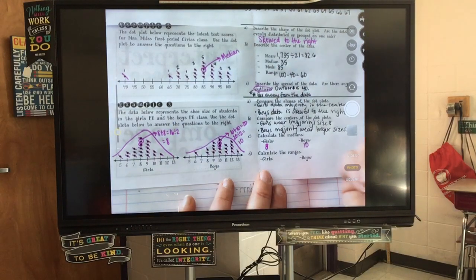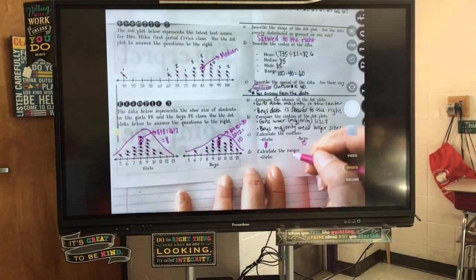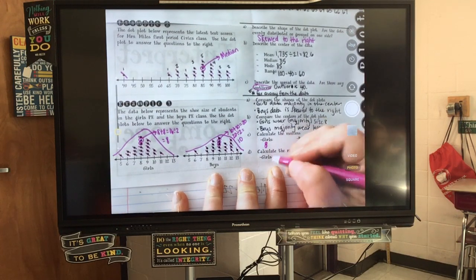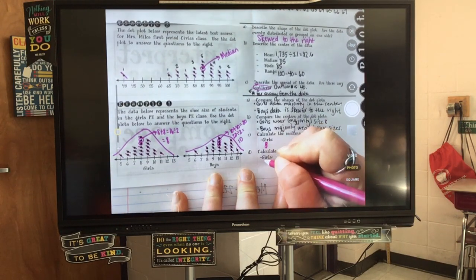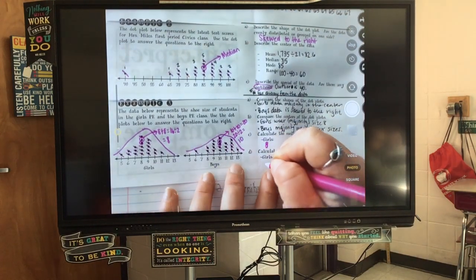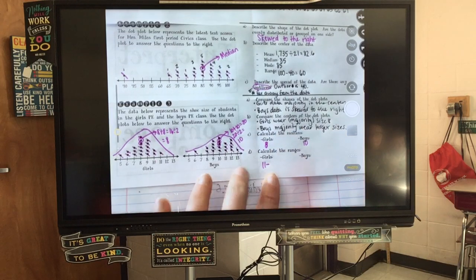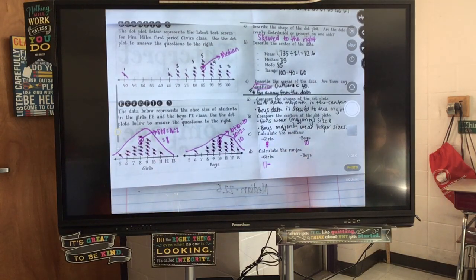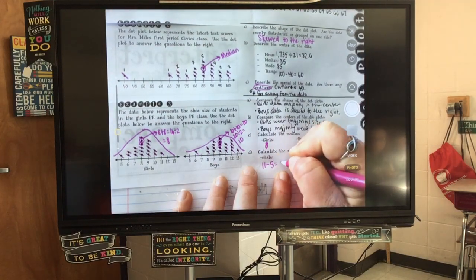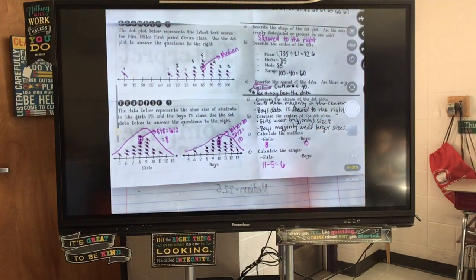So what is the girls' biggest shoe? What's the biggest size on our dot plot? 11. Minus, what's our smallest size on our dot plot? 5. All right, so 11 minus 5 is 6. So the range for the girls is 6.